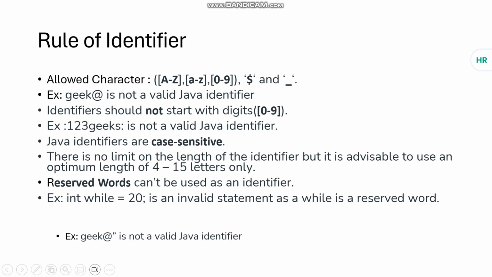Another rule is that an identifier should not start with a digit. If you start the identifier with 1, 2, 3, it is not a valid identifier. Java identifiers are case sensitive. If you write something in small and capital letters, they are different. There is no limitation on the length of the identifier; you can give any length. And we cannot use a reserved keyword as an identifier. For example, while is a reserved keyword, so this is not a valid identifier.